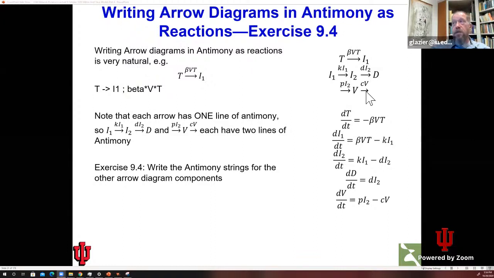So the next little exercise is to take my arrow diagram here and turn that into Antimony strings. And we can already count. We have 1, 2, 3, 4, 5 arrows. So you're going to have 5 Antimony strings.